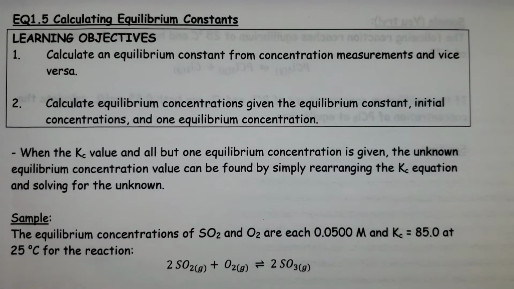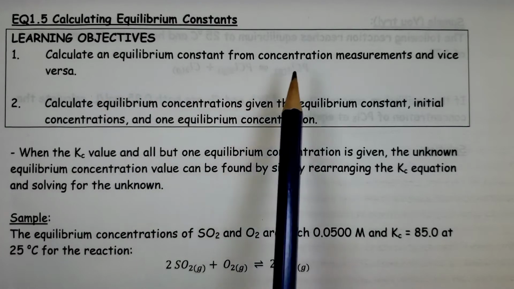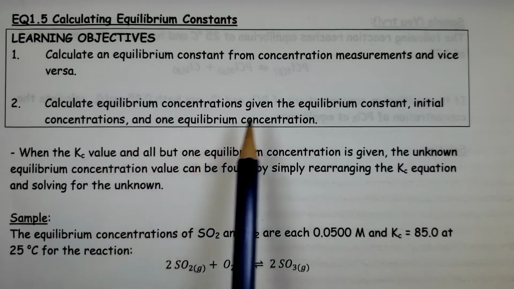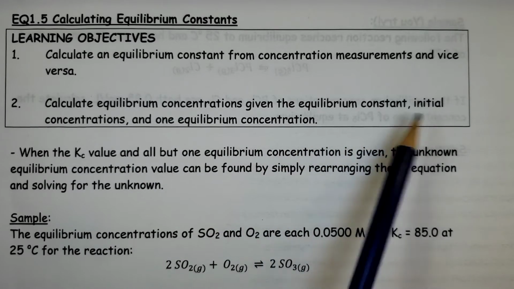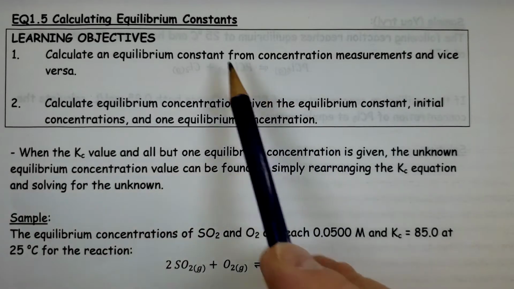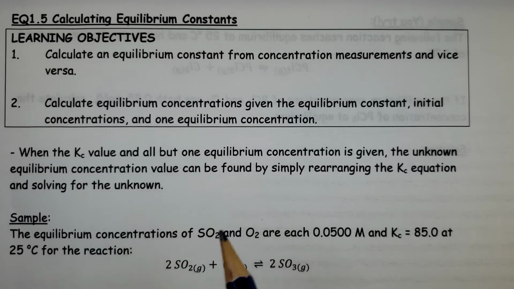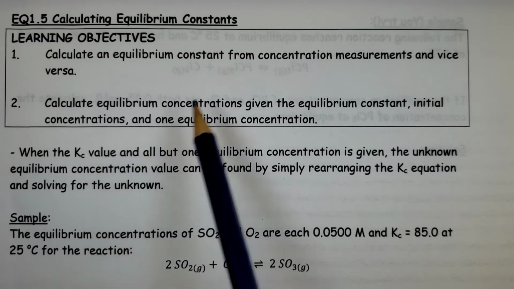Last video we looked at EQ1.4, heterogeneous equilibrium. Now we look at calculating equilibrium constants and manipulating them to find concentrations, and also calculating equilibrium concentrations given the equilibrium constant, initial concentrations, and one equilibrium concentration. In this first video we'll just look at learning objective number 1, and then you'll be able to do the first question on the EQ1.5 assignment.